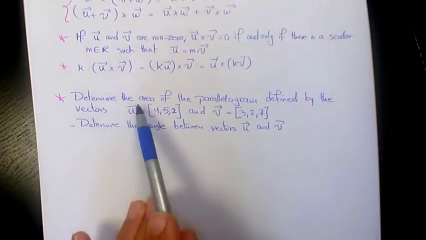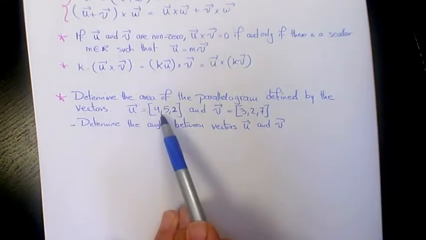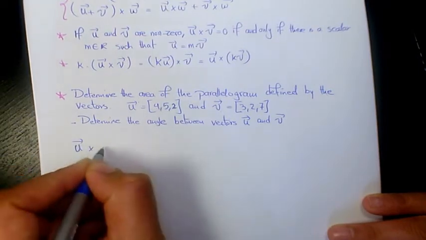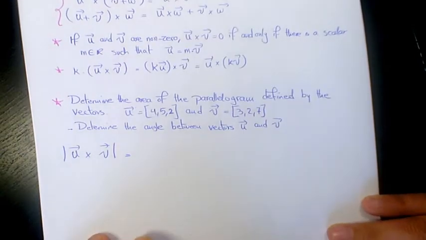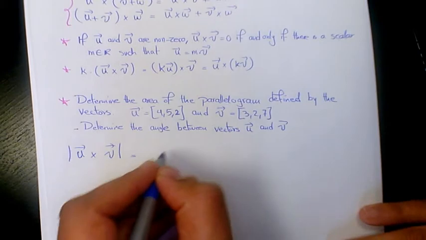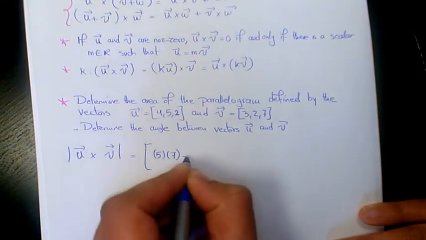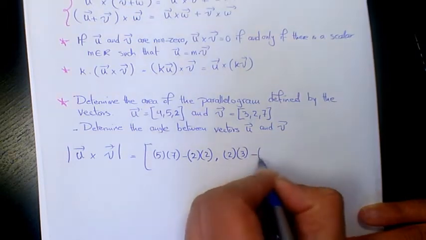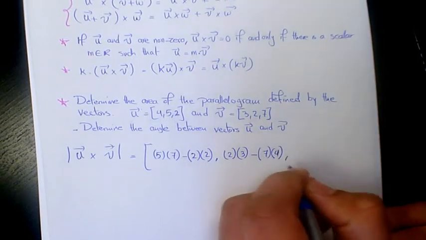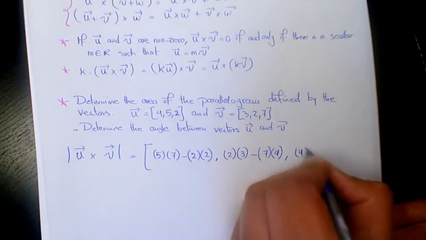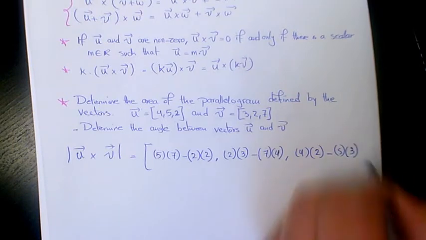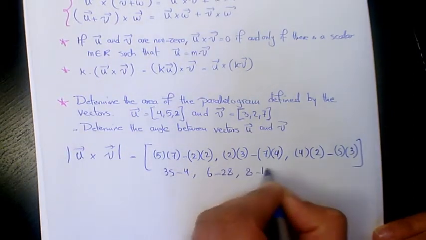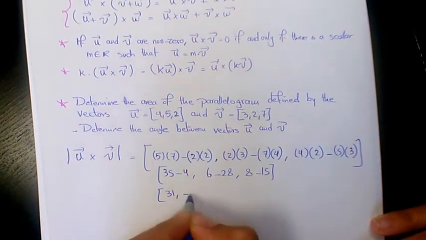Let's see the next example. It says determine the area of the parallelogram defined by the vectors u as 4, 5, 2 and v as 3, 2, 7. You can say cross product of u and v, so that will be 5 times 7 minus 2 times 2, 2 times 3 minus 7 times 4, then we have 4 times 2 minus 5 times 3. So that will be 35 minus 4, 6 minus 28, and 8 minus 15. When you simplify, that will be 31, negative 22, and negative 7.